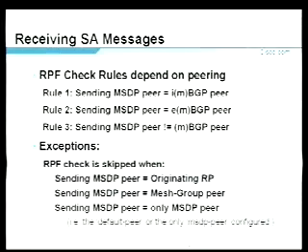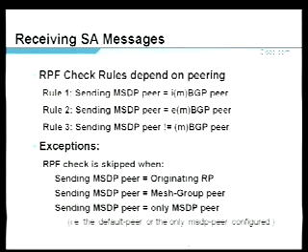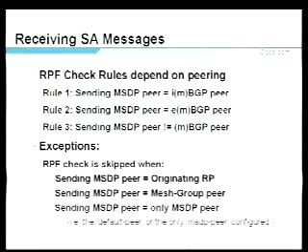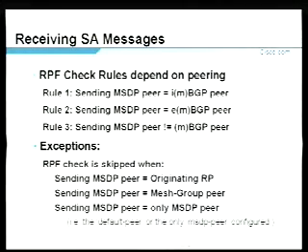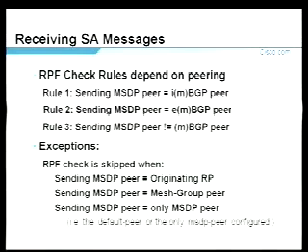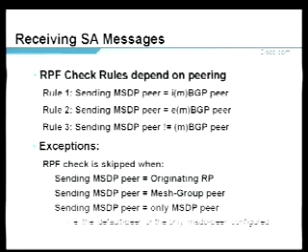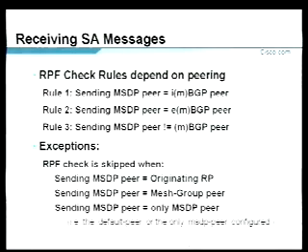There are a few exceptions, however, and we'll go into detail on these, but when you're peering directly with the originating RP, there's not a chance for a loop, so you'll just skip the RPF check altogether there. If your MSDP peer is a mesh group peer, we'll also skip the RPF check. And if your MSDP peer is your only MSDP peer, there's no chance for a loop, so you'll also skip the RPF check.